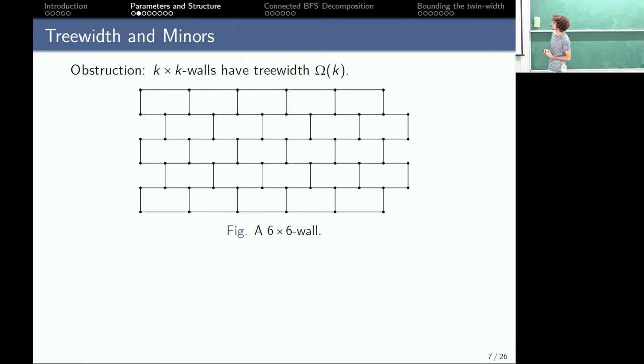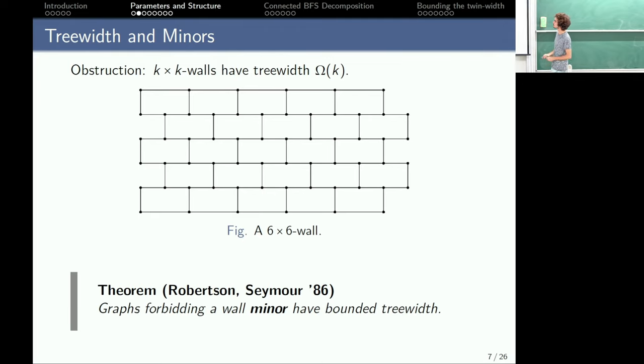And so I won't go into too much detail, but treewidth and minors behave well together. You first remark that k times k walls, so these graphs, have a treewidth at least k. And Robertson and Seymour have shown that actually if your graph class forbids one wall as a minor, then it has bounded treewidth. So somehow classes of bounded treewidth are exactly the classes that forbid a wall as a minor.